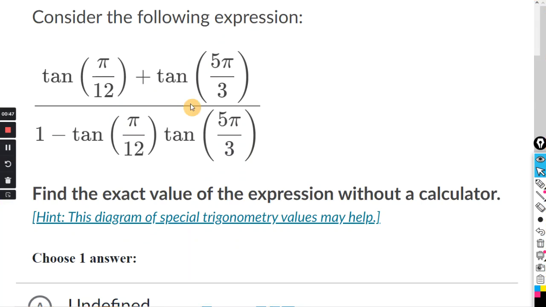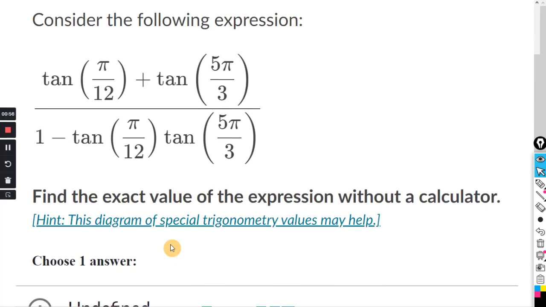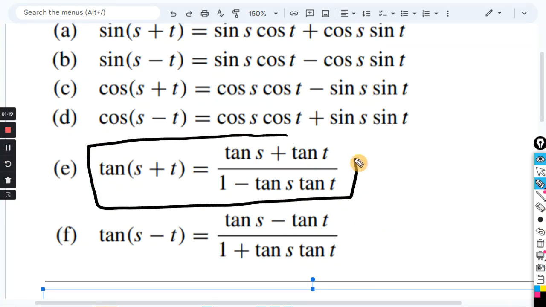All right, so we have this mess right here, and they want us to find the exact value of the expression without a calculator. And it's multiple choice. So what I'm going to do is look at my formulas again and see which one matches this. In the numerator we have tan plus tan, and in the denominator 1 minus tan times tan. So looking at our formulas, it looks just like this one right here.